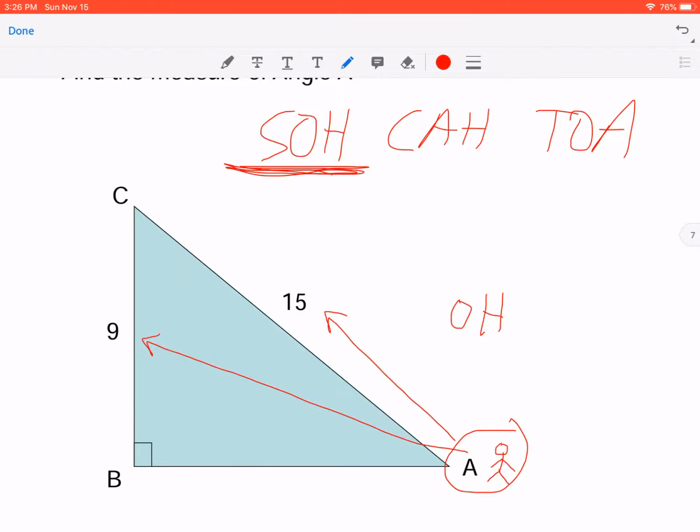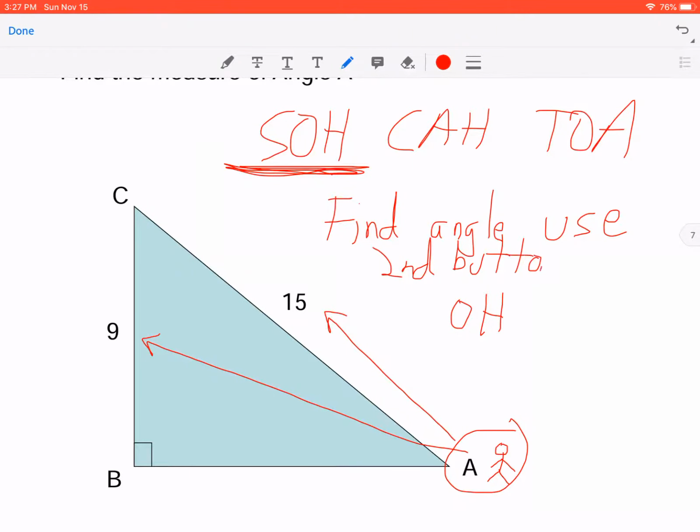So here's the only difference. When you go to find an angle on your calculator, you actually have two buttons where sine, cosine, and tangent are. One of them is in blue, and then one of them is the regular button. To find an angle, you have to use the second button. It's called inverse. So today's lesson, you're 100% using the second button on your calculator.